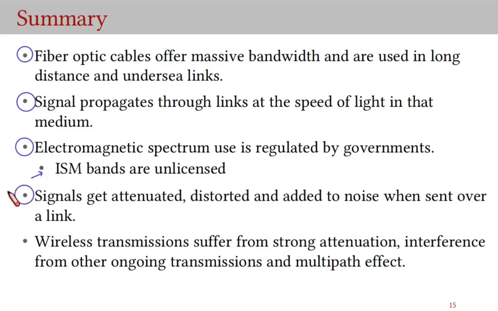Fourth, signals get attenuated, distorted, and added to noise when they are sent over a link. And finally, we saw that wireless transmissions suffer from strong attenuation, interference from other ongoing transmissions nearby, and multipath effect.